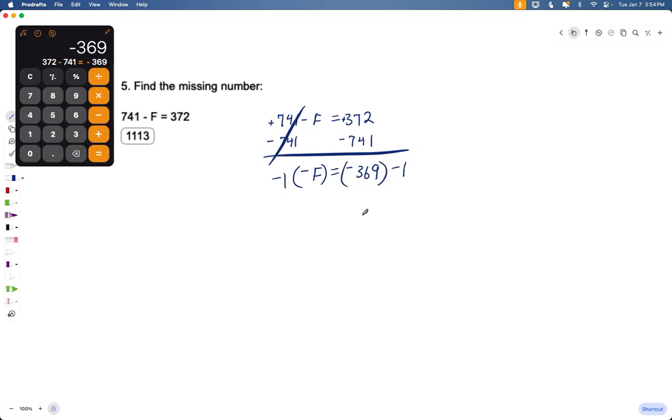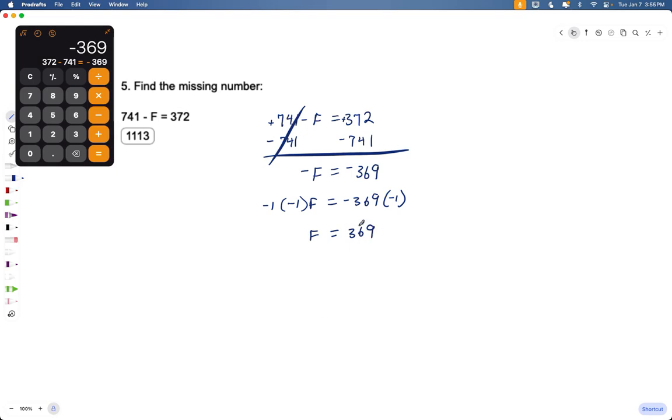And the reason for that, let me go backwards. The reason for that is when you have a negative variable, what you actually have is it's saying the opposite of this value is this negative number or this number, whatever it is. So it's really saying negative 1 times f is equal to negative 369. So in order to undo this negative 1 times the letter, we do it again. So then these two negatives cancel out. So now we just have a positive f and a positive 369.